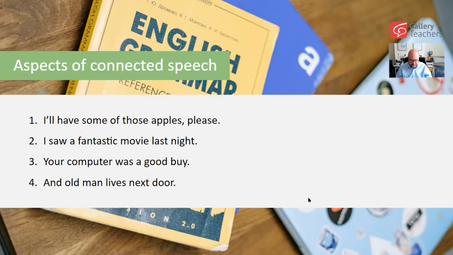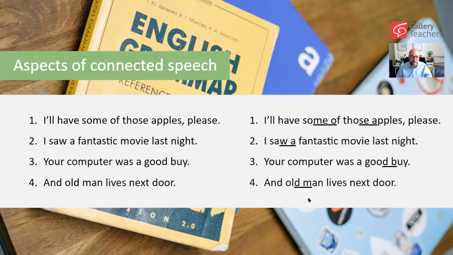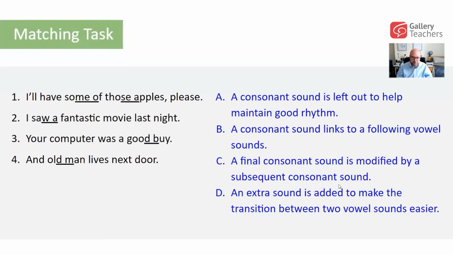What's happening here? Well, for those of you who find it difficult to tune in to English, let me just show you where these examples of connected speech features are coming in. Some of, zapples, saw a, goodbye, old man. What's happening here? Well, here in blue on the right are the 4 features that we're looking at today. Let me give you just a few seconds to read them.